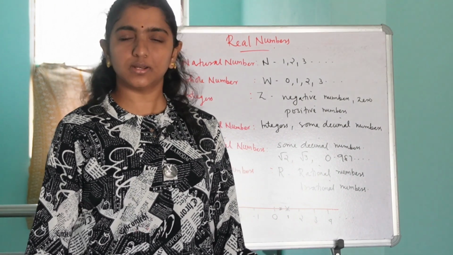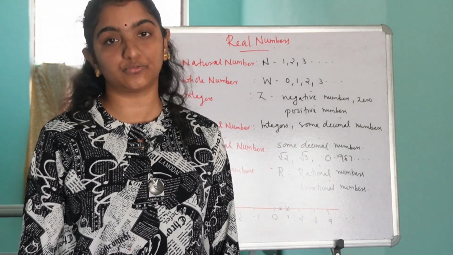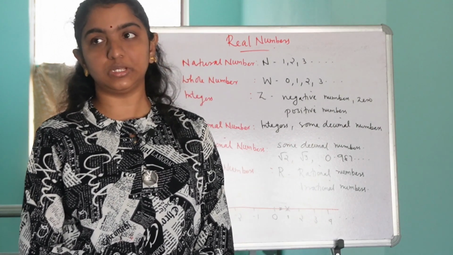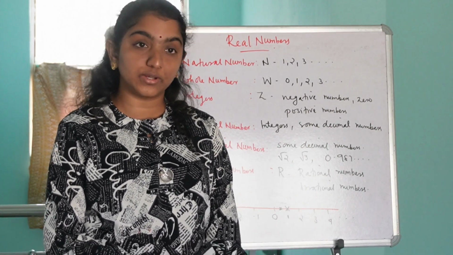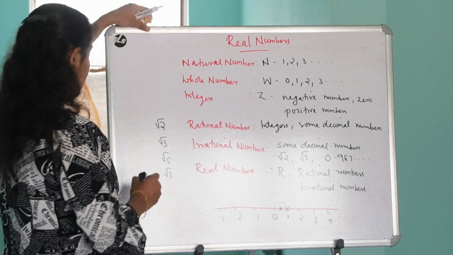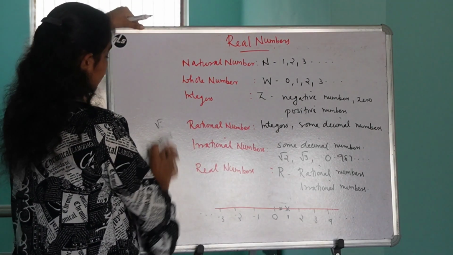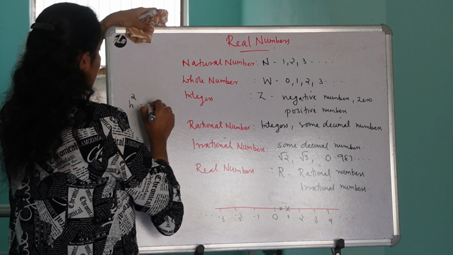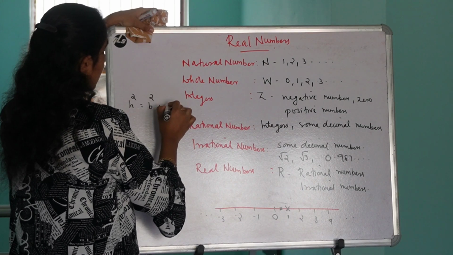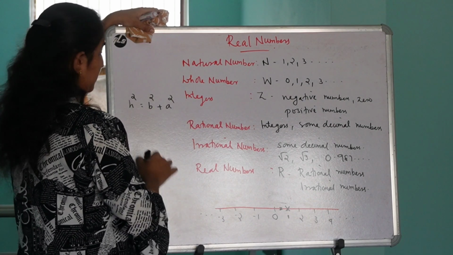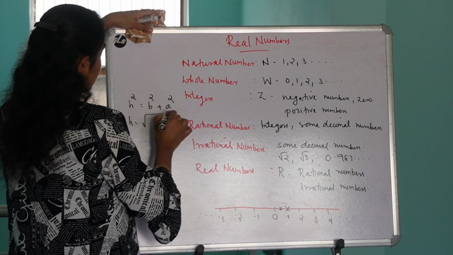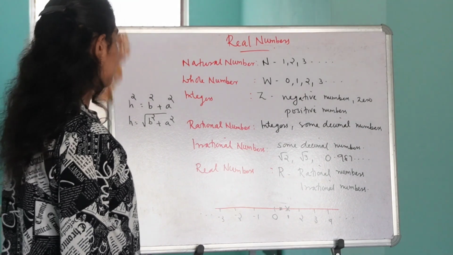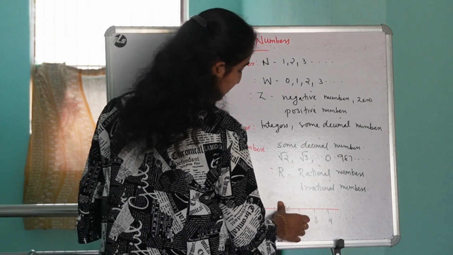Yes. So Pythagoras theorem states that in a right triangle, the square of the hypotenuse is equal to the sum of the squares of base and altitude, isn't it? Suppose h is the hypotenuse, base is b, and altitude is a. We can say h square is equal to b square plus a square. So h is equal to root of b square plus a square, isn't it? Yes.